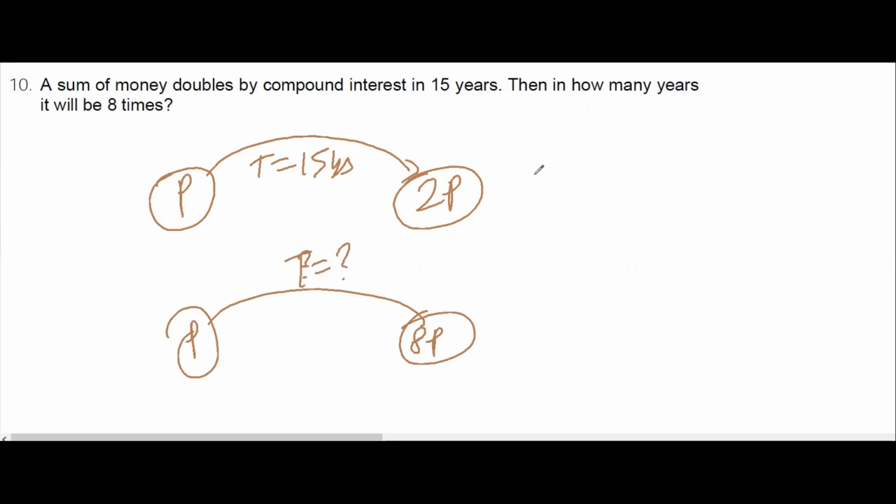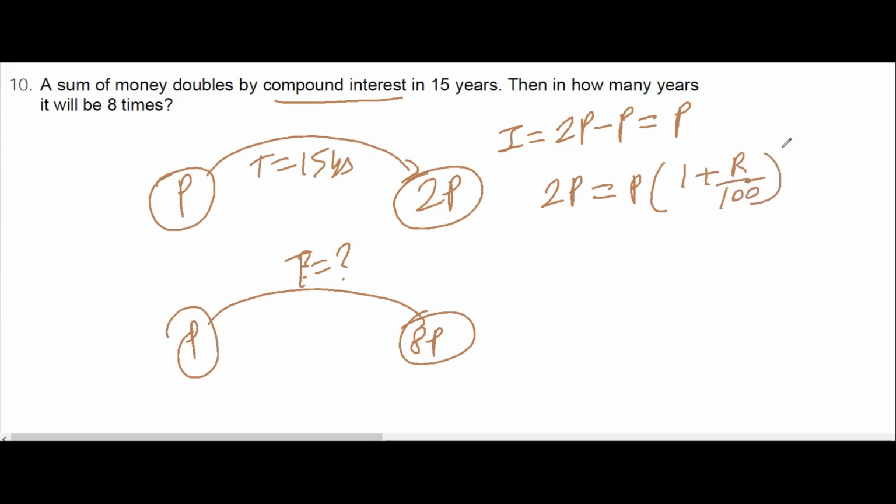So here I am going to apply the formula. Interest is equal to amount minus principal. Here the amount is 2P and the principal is P, so 2P minus P is P. Now I am going to use the formula of compound interest. Here it is compound interest. So A is 2P, and A is equal to P times 1 plus R upon 100, whole to the power of T.